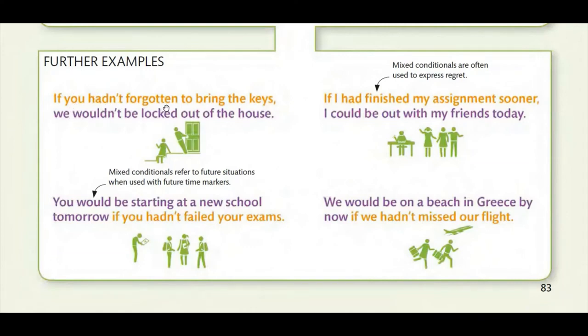If you had not forgotten to bring the keys, you wouldn't be locked out of the house. If I had finished my assignment sooner, I could be out with my friends today. You would be studying at a new school tomorrow if you hadn't failed your exams. You would be on a beach in Greece by now if we hadn't missed our flight. So but now we had missed our flight and we are not on the beach. So we would be on a beach in Greece by now if we hadn't missed our flight.